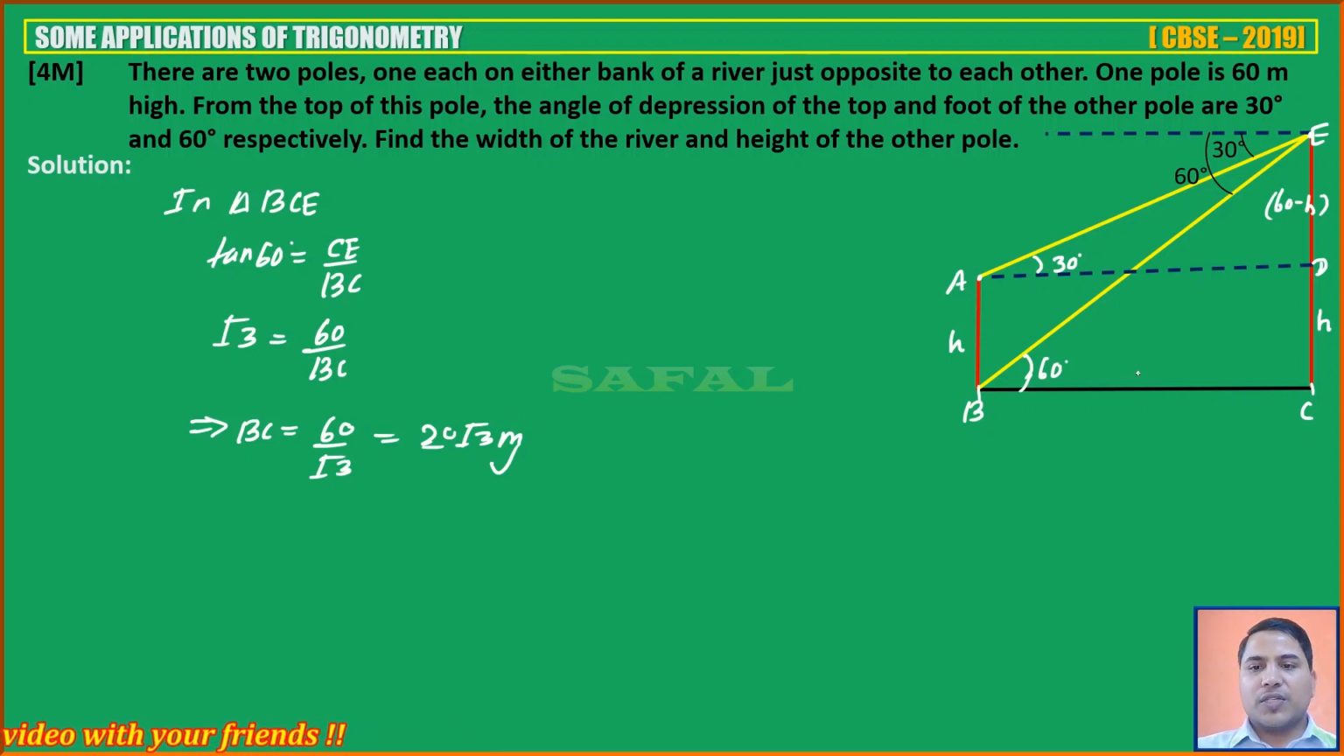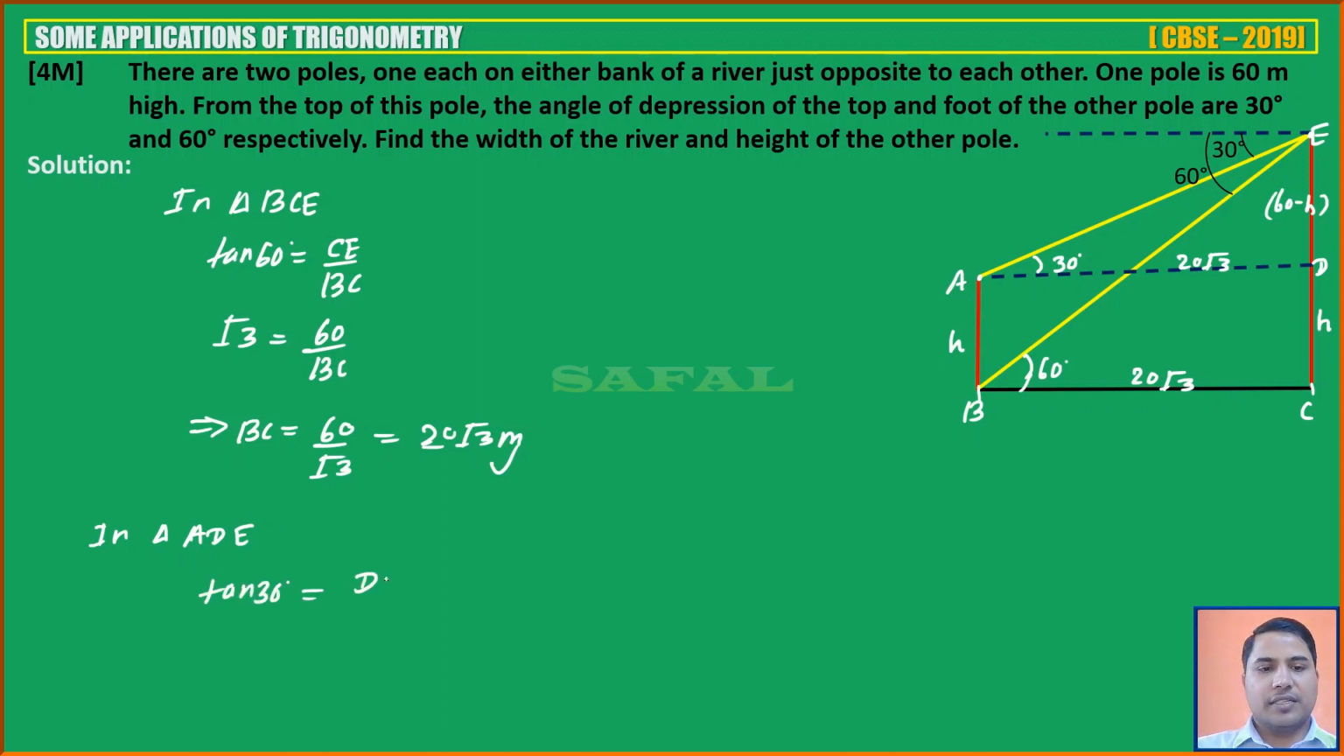Now if this is 20 root 3, this will also be what? 20 root 3, correct? So now we are supposed to find the height of the pole. So in triangle ADE, I can write tan 30 degree equals opposite side, that is DE, by adjacent side, that is AD. Okay. So tan 30 is 1 by root 3.